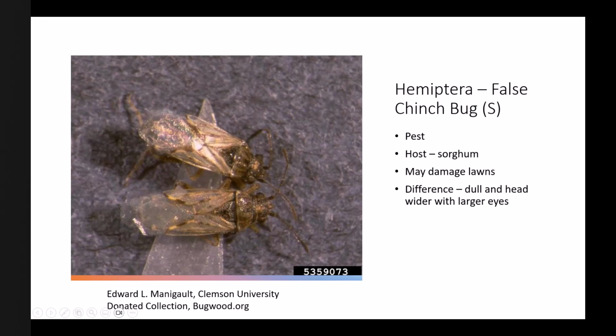False chinch bugs are a pest found in sorghum. They do have the potential to damage lawns and can be confused for a chinch bug, which is how they get their name. The big difference is that the chinch bug is more of a metallic, pearly white, and these are very kind of darker black, whereas these are much more dull. Their heads are a little bit wider. They also have larger eyes.